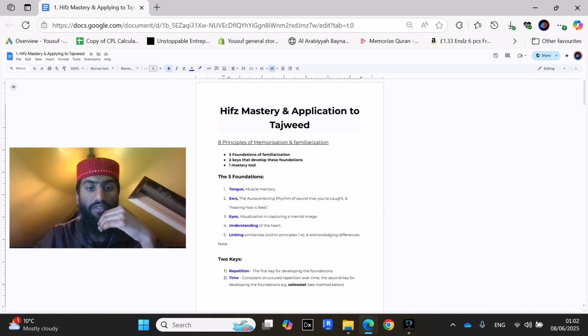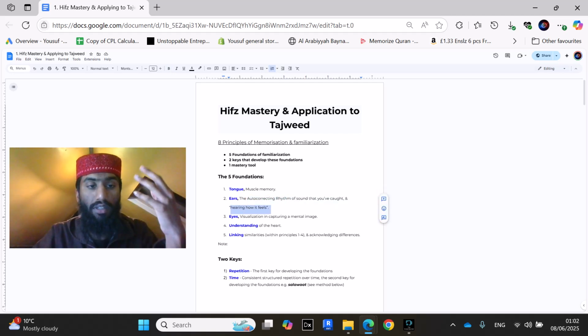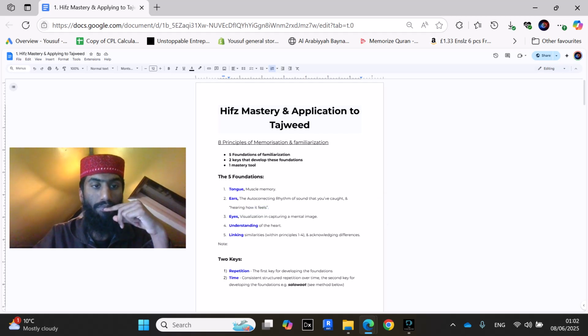And also you can hear how things feel, meaning when you hear something, you can hear how it feels, okay? And you can copy it by how you've heard it due to how you heard how it feels, yeah? Because you can hear the feeling, okay? Now, then thirdly, there's eyes. That is to visualize your page if you're memorizing Quran, or capturing a mental image, right? And we'll link that later on to how it's applying to Tajweed.